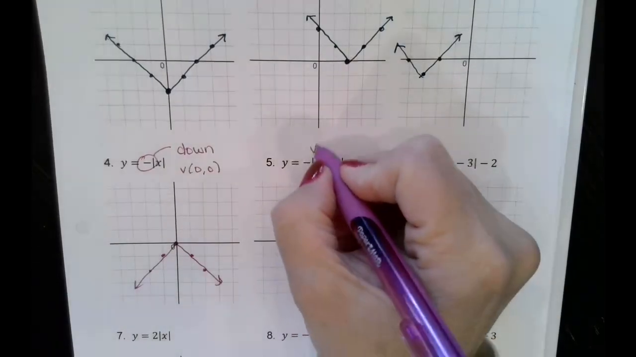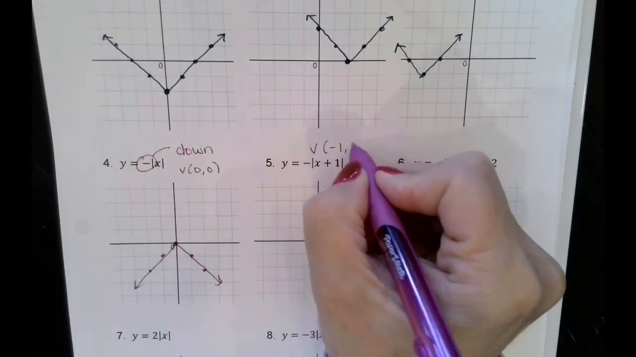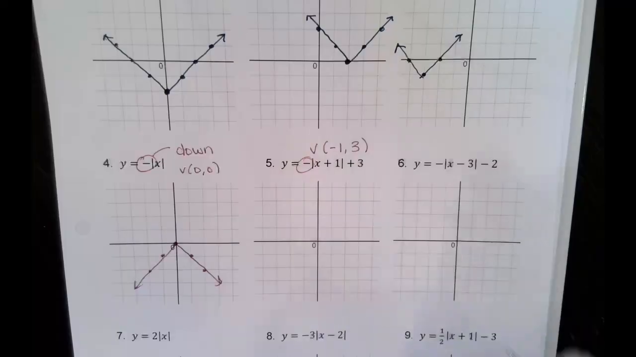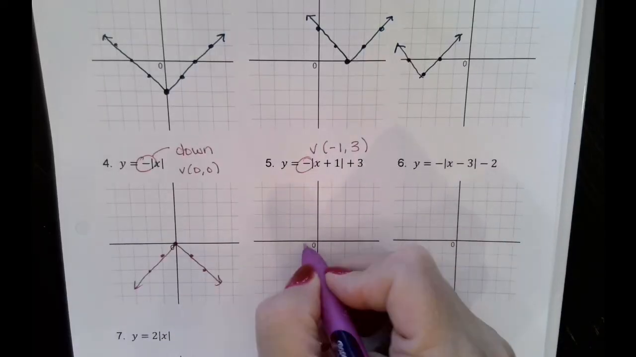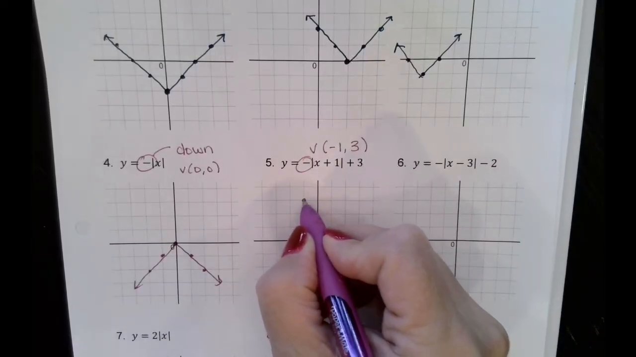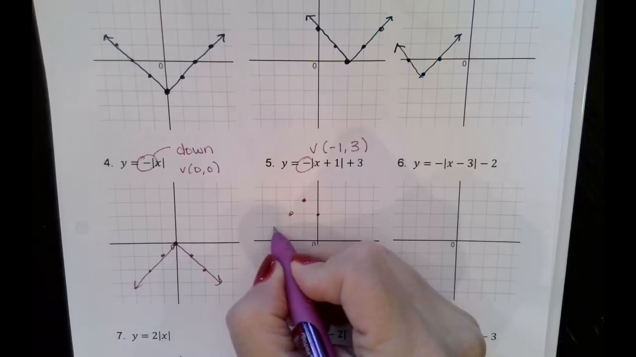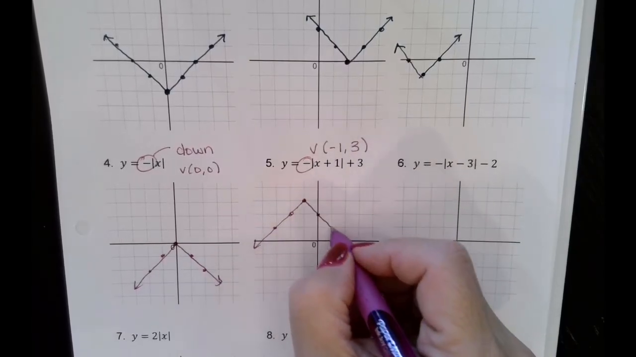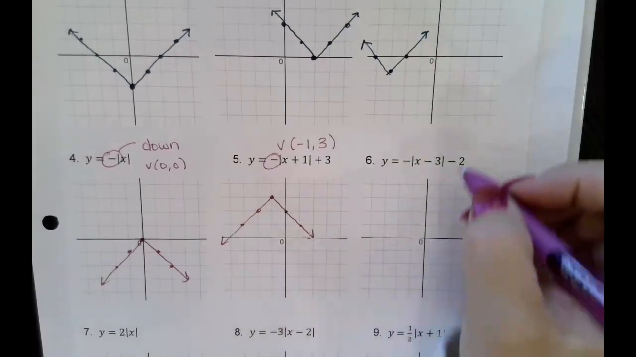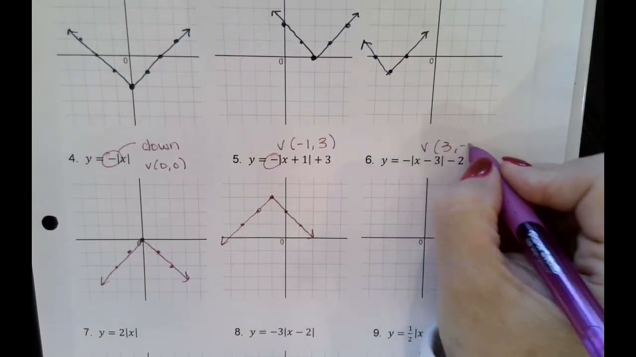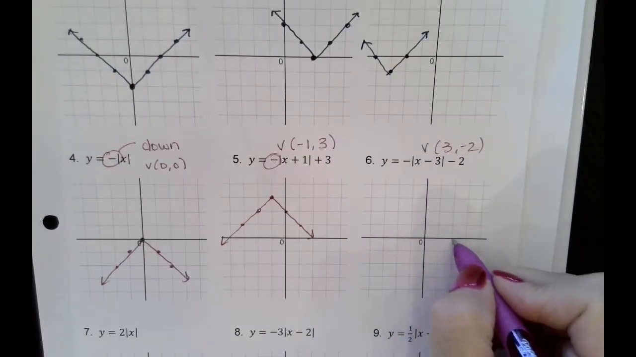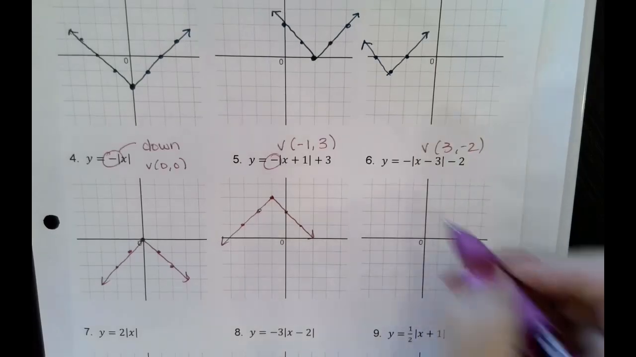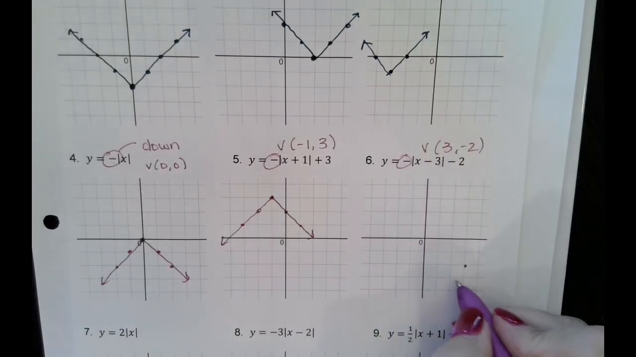All right. Vertex on this guy is going to be -1, 3. And this tells me I'm going to go down. So -1, 3 is this point right here. And I have a slope of 1. So hopefully, if you were solid on quadratics, this should be a piece of cake, right? 3, -2. So 1, 2, 3, -2. This tells me that I'm still opening down.